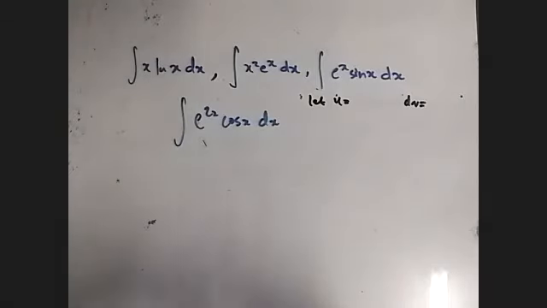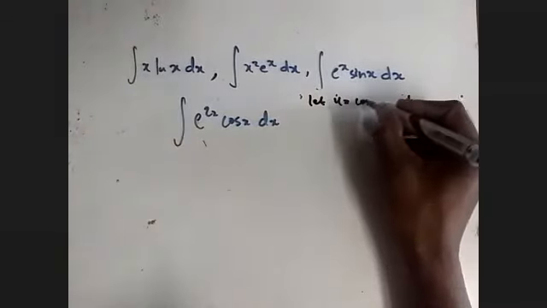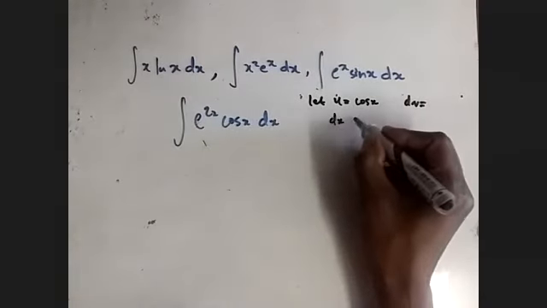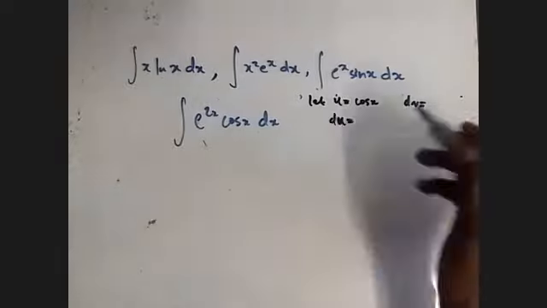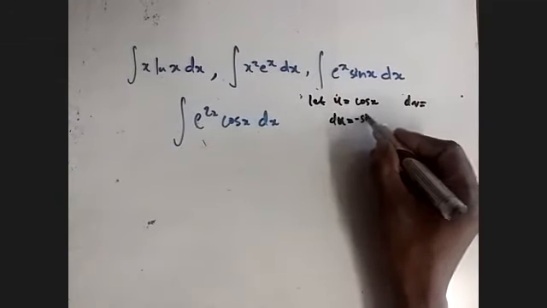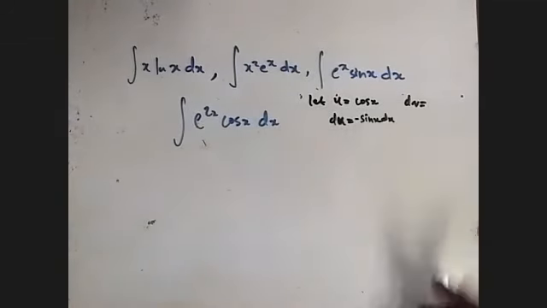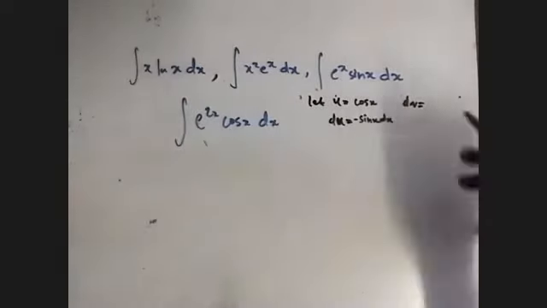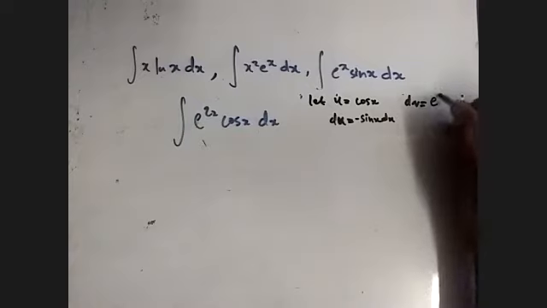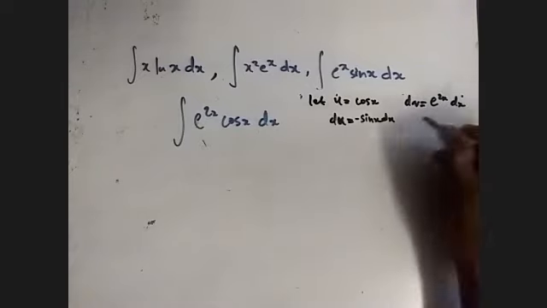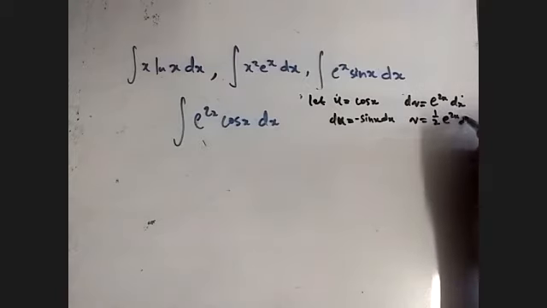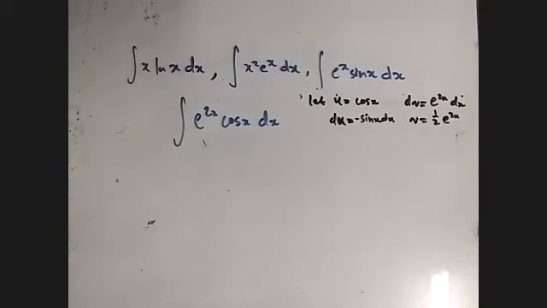Okay, so we're going to use that as the one. We're using it as cos x. Then du of cos x is just going to be negative sine x dx. This is what you guys chose, right? So I'm just doing what you guys chose. So here we're going to have e to the 2x dx, then our v becomes 1/2 e to the 2x.